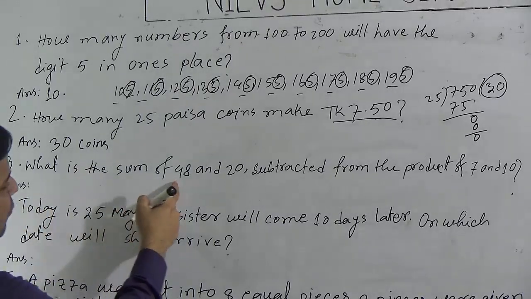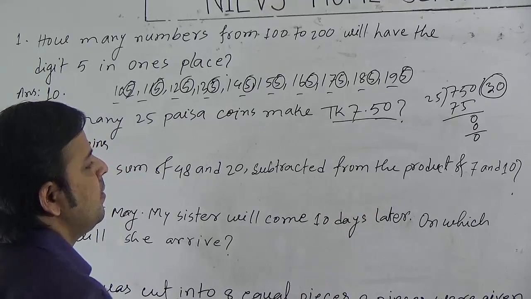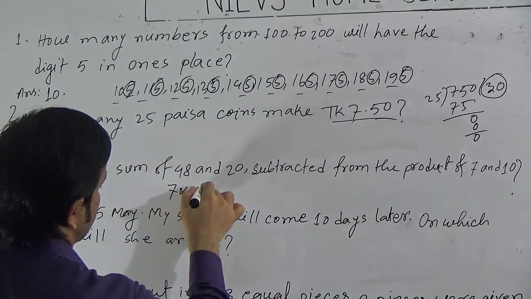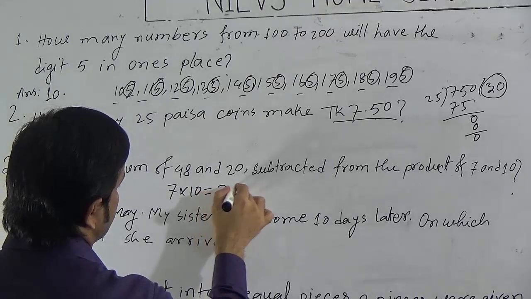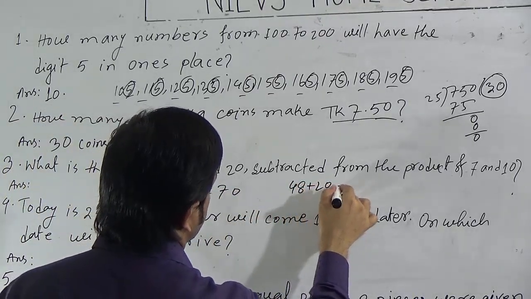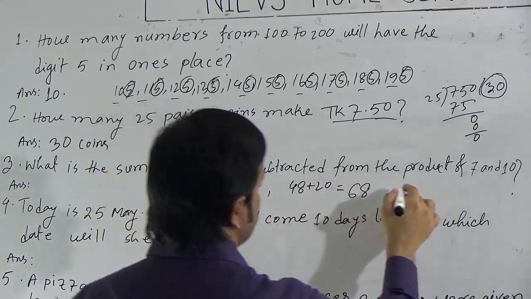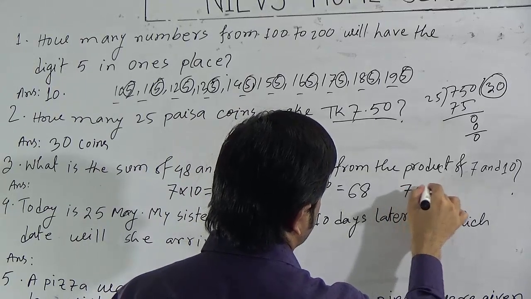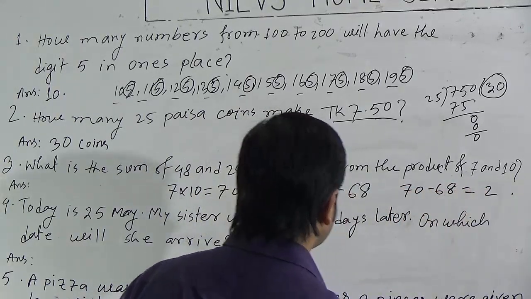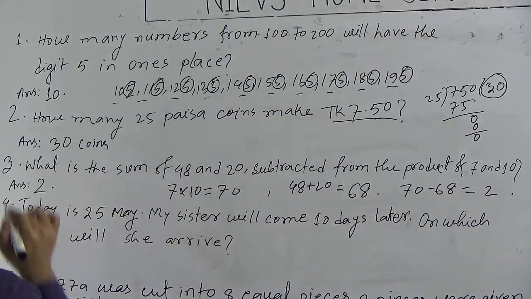What is the sum of 48 and 20 subtracted from the product of 7 and 10? The product of 7 and 10 is 70 and sum of 48 and 20 is 68. Now subtract 68 from 70. If you subtract, you will get 2. So we can say our required answer for question 3 is 2.